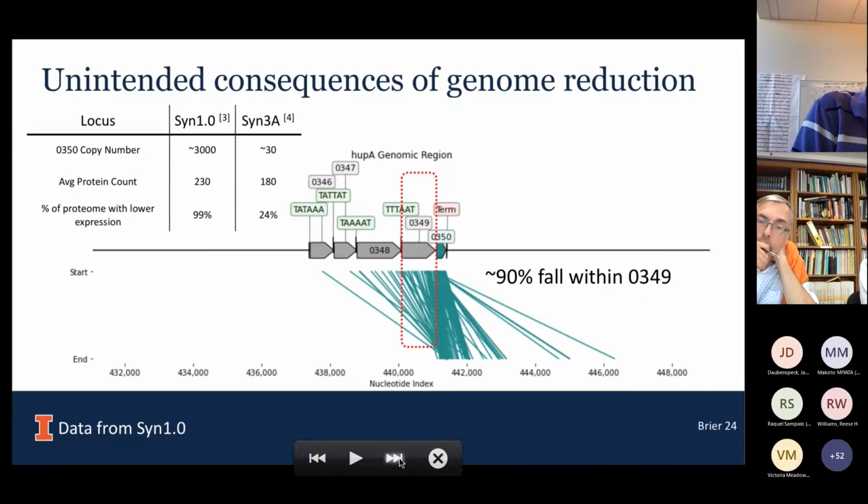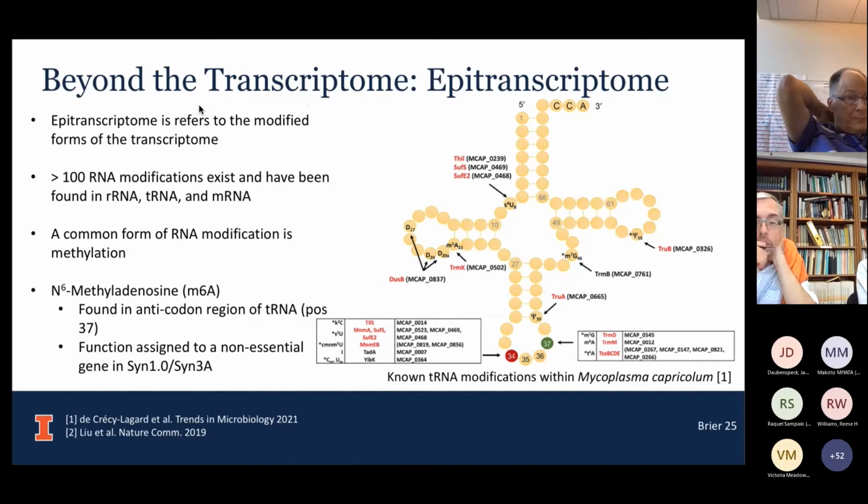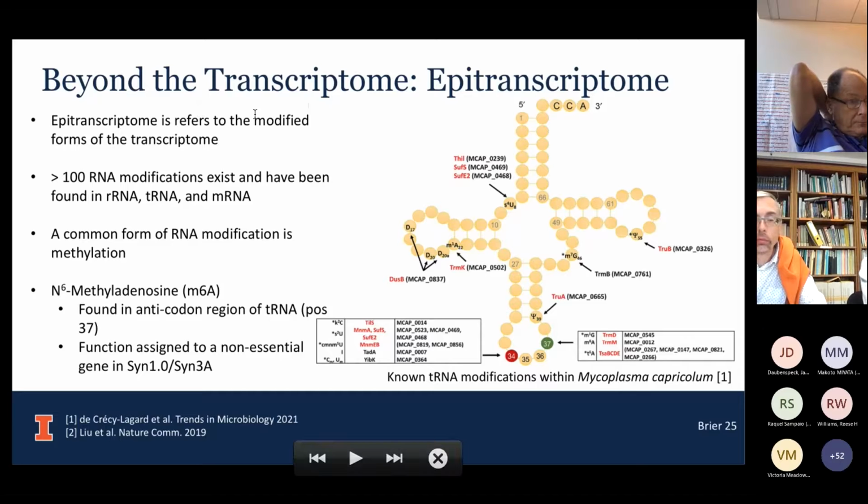And to wrap up, some ongoing future work is we're looking to go beyond the transcriptome, to the idea of the epitranscriptome, which refers to the modifications within RNA in the transcriptome. I said there were many functional forms. Those functional forms can have various states. There are many different types of modifications, and a common form is methylation. What we've been looking at specifically is the m6A modification that you find in tRNA.